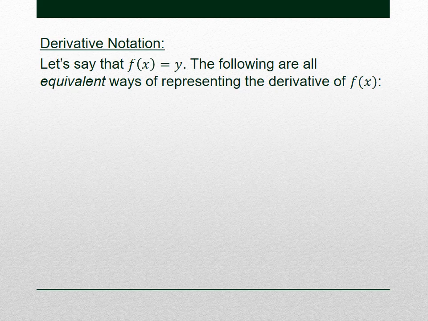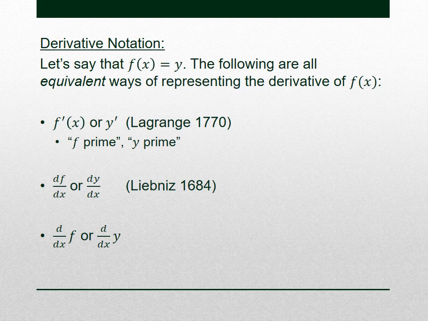So we're going to need some notation for this. So let's say f of x equals y, and that would be some expression of x, whatever. And these are all equivalent ways to denote the derivative, right? So a common way would be over here of f prime of x or y prime. It was introduced by Lagrange in 1770. And if you are reviewing this video after you've watched the chapter 7 ones, that name Lagrange should sound familiar. Yes, it is the same guy. If you're watching this before the chapter 7 stuff, you'll get what I mean later.